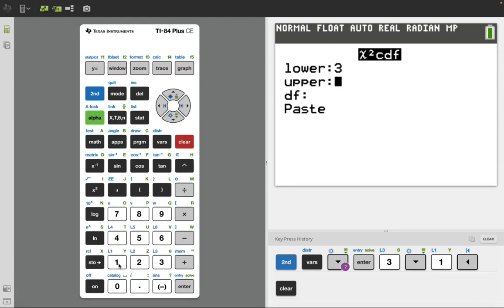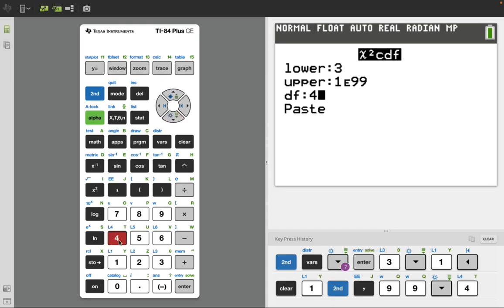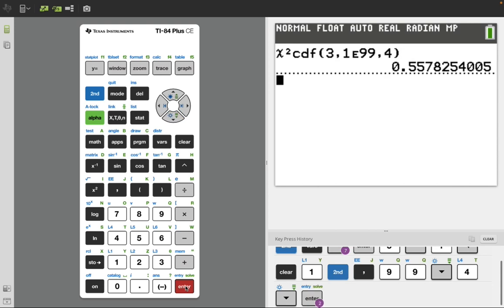The upper bound is always going to be 1E99. The degrees of freedom, in this case, is 4, the number of categories minus 1. Go all the way down and press enter. Press enter again, and there you have it. This is the p-value. Make sure to try it on your calculator, see if you're getting the same value. We're going to need this value. Go ahead and write it on your note.